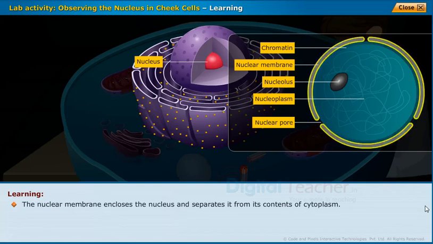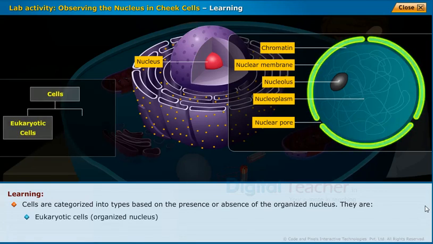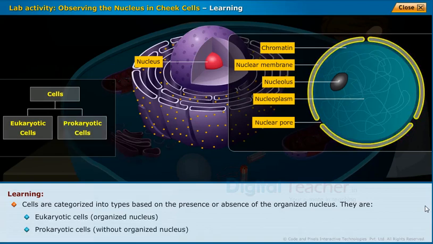The nuclear membrane encloses the nucleus and separates it from the contents of cytoplasm. Nuclear membrane is similar to the cell membrane. Cells are categorized into two types based on the presence or absence of the organized nucleus. They are eukaryotic cells, with an organized nucleus, and prokaryotic cells, without an organized nucleus.